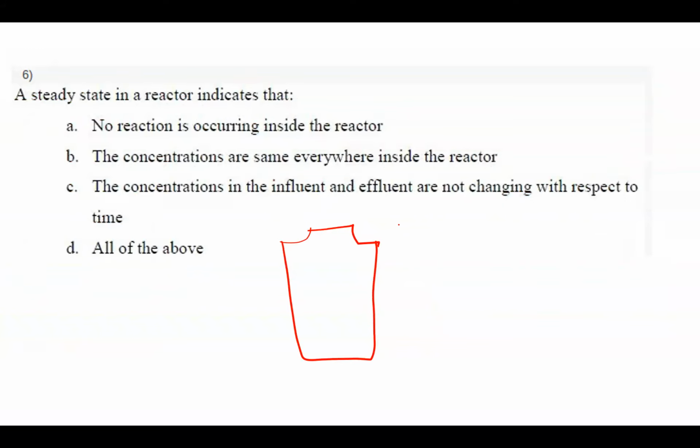So this is called steady state. If it's called a steady state, what is the meaning? A, no reaction occurring inside the reactor. B, the concentrations are the same everywhere in the reactor. C, the concentrations in the influent and effluent are not changing with respect to time. D, all the above.